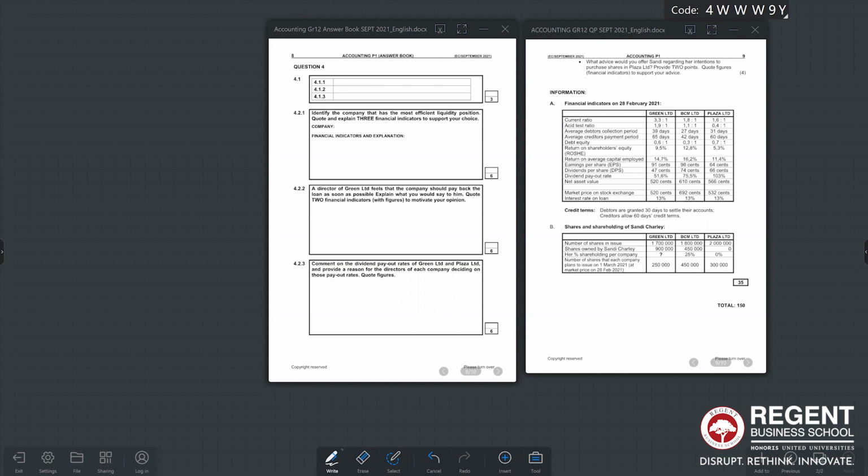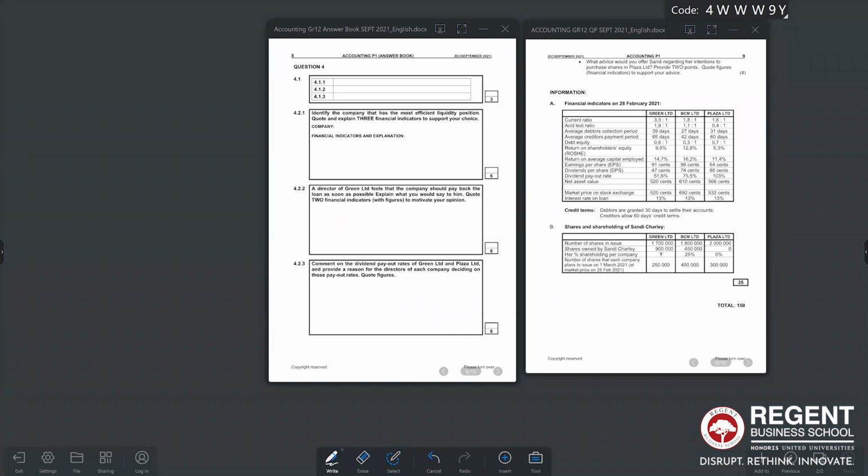And they told you the credit terms at the bottom. Debtors are granted 30 days to settle their accounts. Creditors are allowing us 60 days. So our debtors are paying us in 27 days. Now, if debtors pay you in 27, your money is coming in quickly.